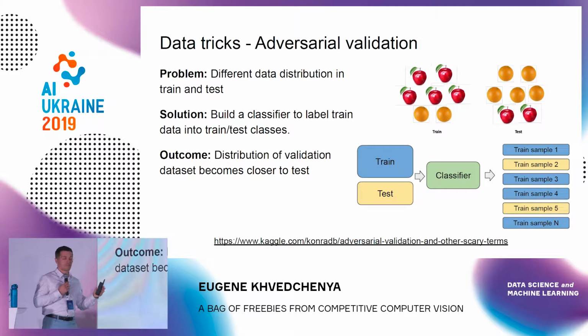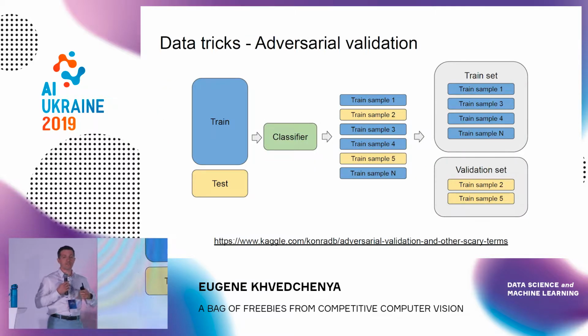While training this classifier, we then do predictions for the whole train set. So we kind of classify which train samples look more like the test ones. The idea here is that we validate on the train samples that look more like test ones. So what it essentially does is give us a validation set that is closer in terms of distribution to our test set, so that we can evaluate our model with higher predictability.